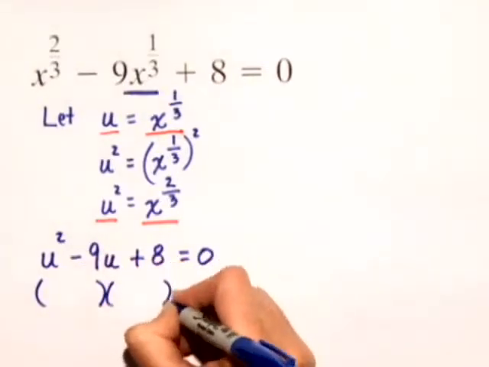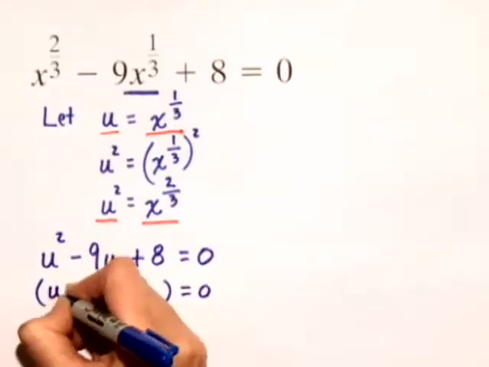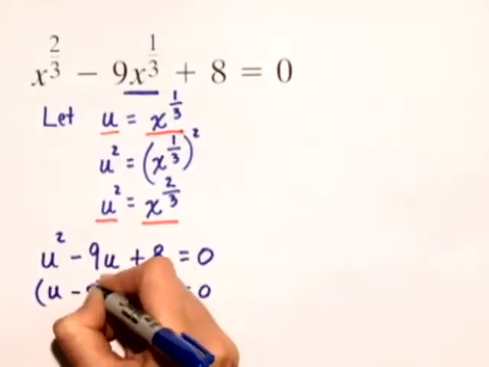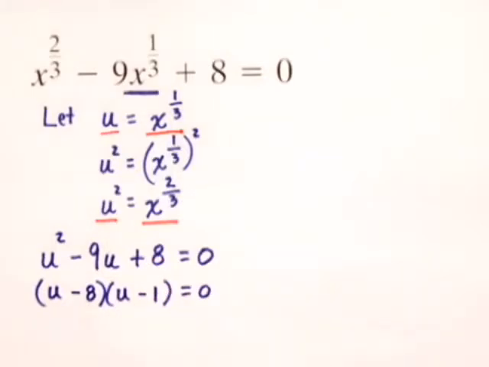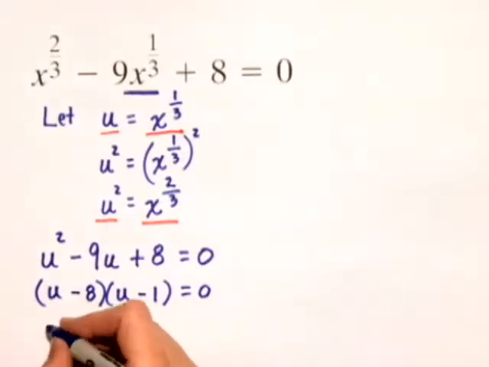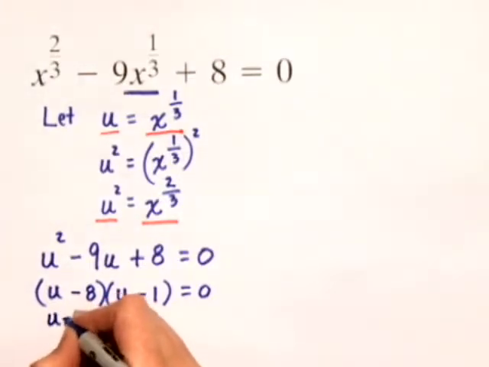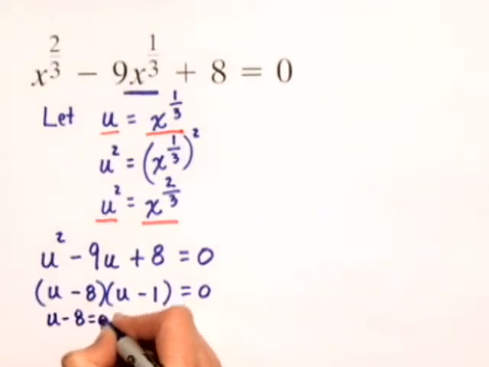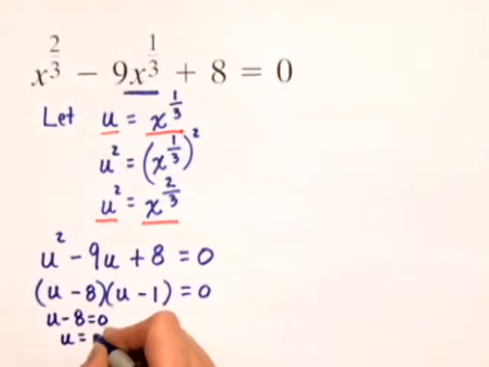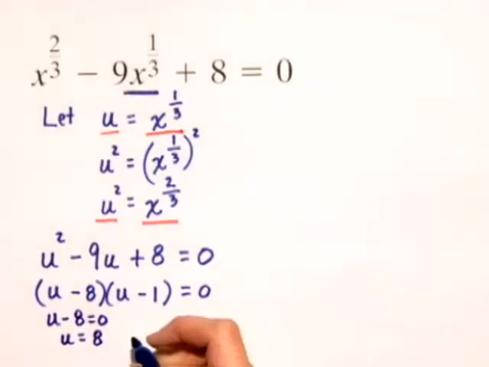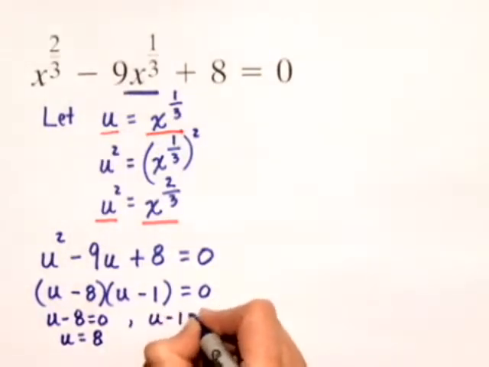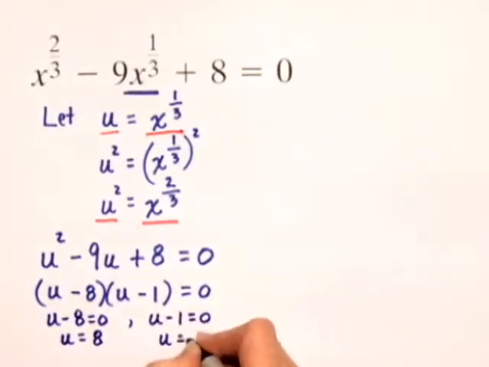We'll set up our parentheses, and I'll have a u, it looks like minus 8 and minus 1 will work just fine. And if we check that, it sure does work. So we factored it correctly as u minus 8 times u minus 1 is equal to 0. Now let's set each factor equal to 0. If we set u minus 8 equal to 0, we get u is equal to 8. If we set u minus 1 equal to 0, we get u is equal to 1.